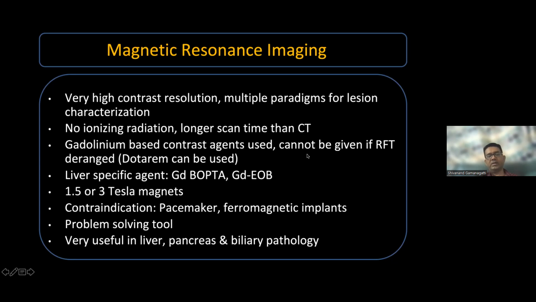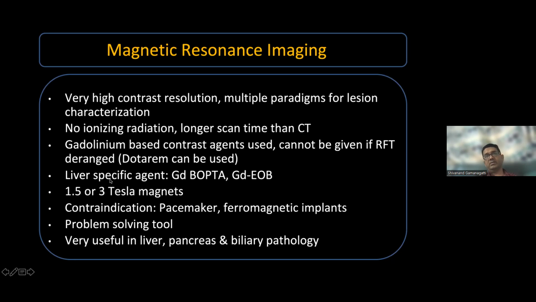Earlier people used to say one of the risks of gadolinium, as a long-term complication, was nephrogenic systemic sclerosis. But we now have safe agents like dotarem, which can be used even in patients with deranged renal parameters, and one should be aware of it. If someone asks that if a patient has renal failure we cannot use MRI contrast, cannot give gadolinium contrast, you can always tell them that dotarem can be used.